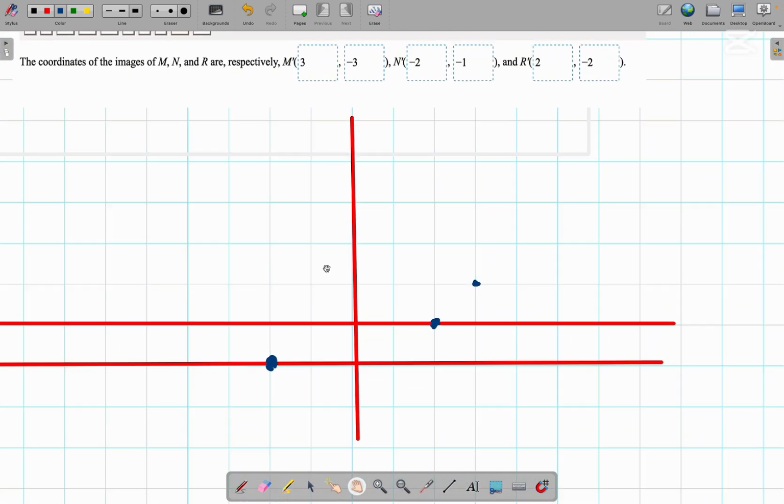So first let's get the coordinates of M, which starts at 3, 1. To find out the reflection, we need to find the distance between the point and the axis of reflection, which in this case is 2 units. So we move it 2 units down. 1, 2, which is 3, -3. My bad.